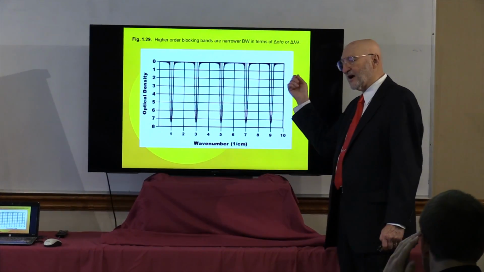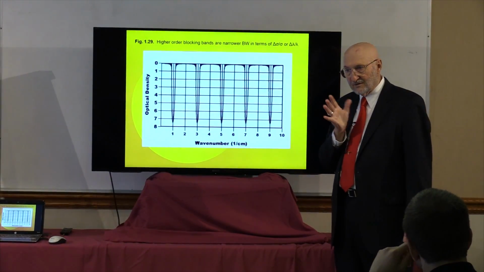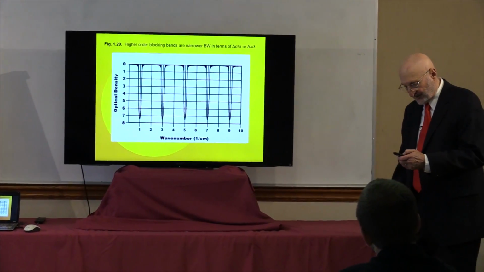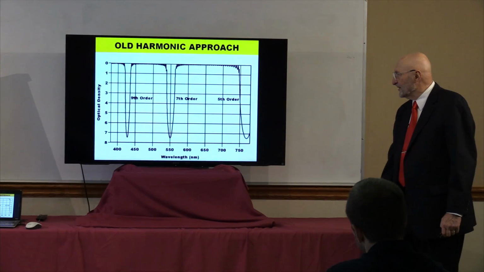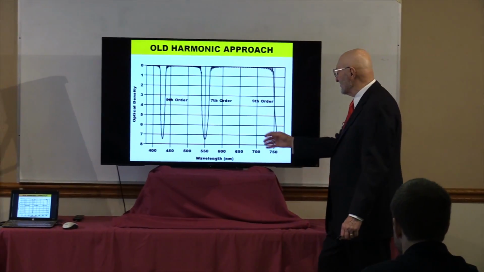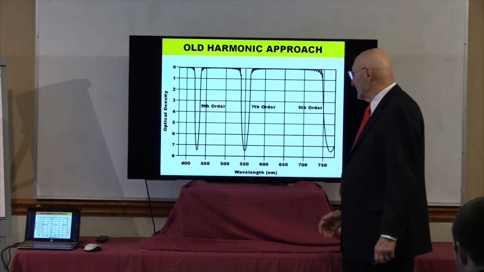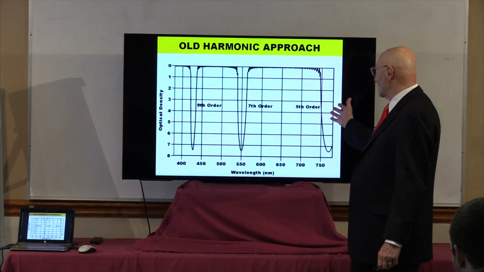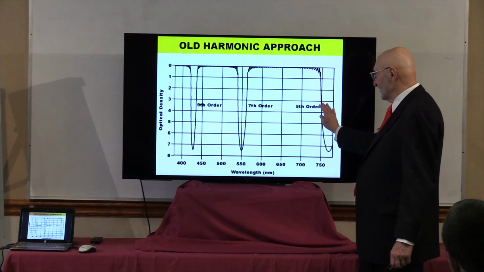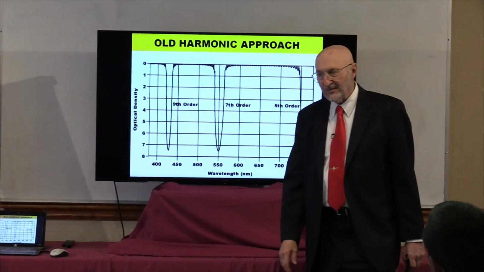So I could get some narrow blockers for a narrow wavelength laser by using one of these higher harmonics. The problem with that is if I needed the 7th harmonic to get the width and the density I wanted, also came with it the 5th harmonic and the 9th harmonic. And maybe this one's no big deal, but that one might be troublesome depending on what you're trying to do.